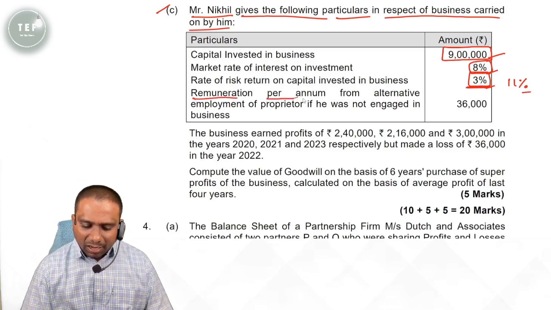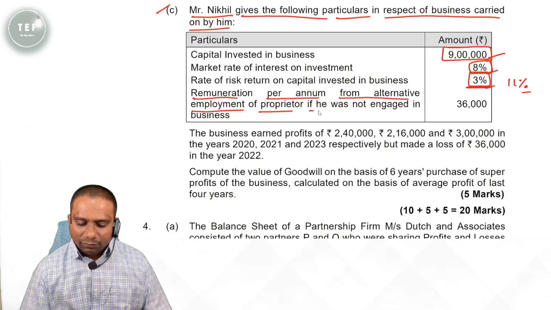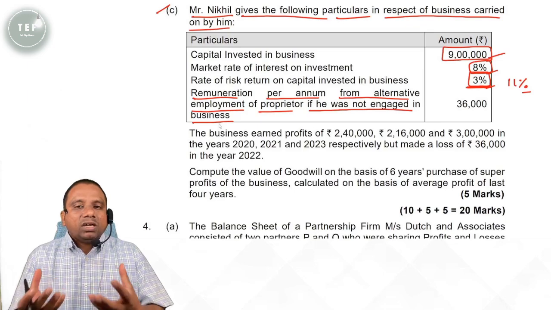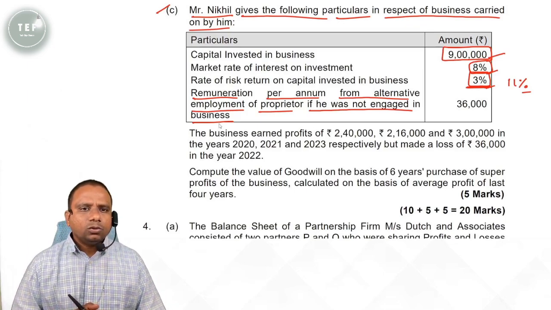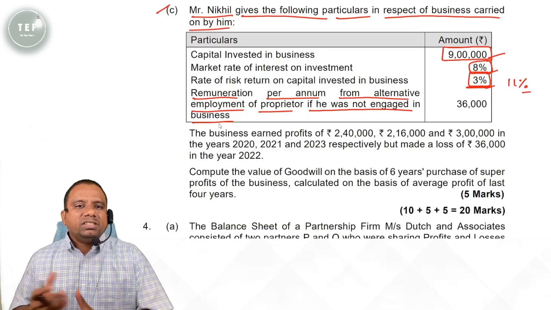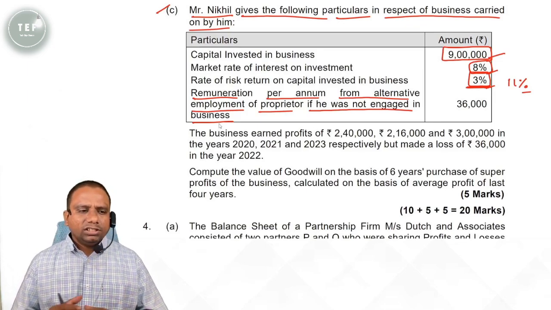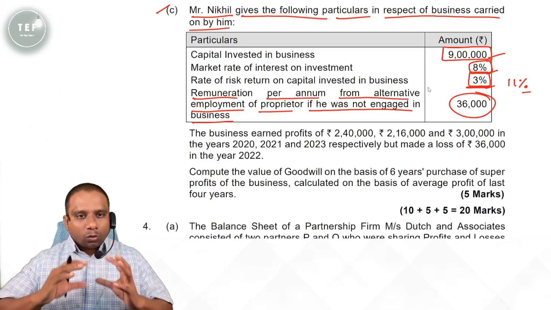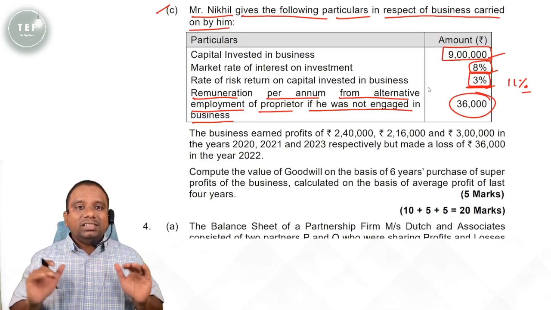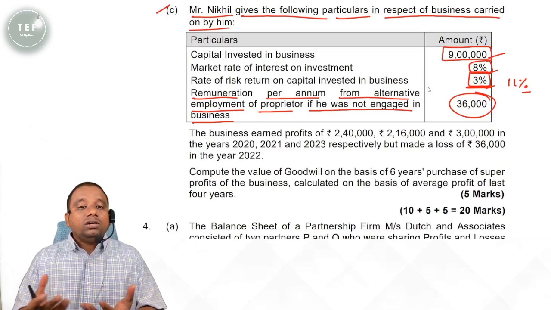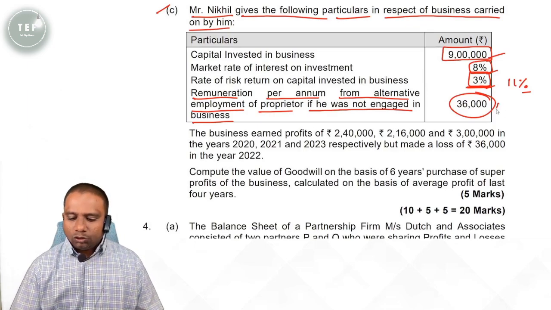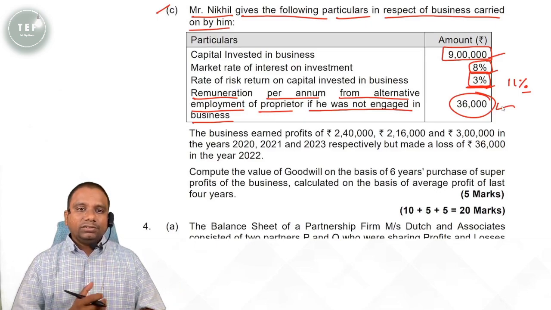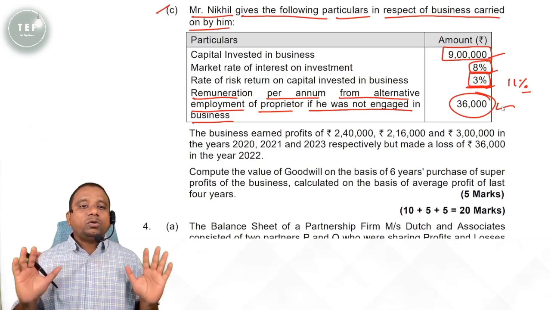Next, remuneration per annum from alternative employment of the proprietor if he was not engaged in business, meaning opportunity cost. Suppose I am investing my whole time in the business. If I invest the same time outside without starting the business, if I go for employment, how much can I earn? 36,000 rupees. Means out of my profits, first I have to deduct 36,000 rupees. The remaining amount is earned from business. Because if I do a job, I can earn 36,000 anyway. If I earn more than 36,000 rupees, then only that extra amount is my profit.